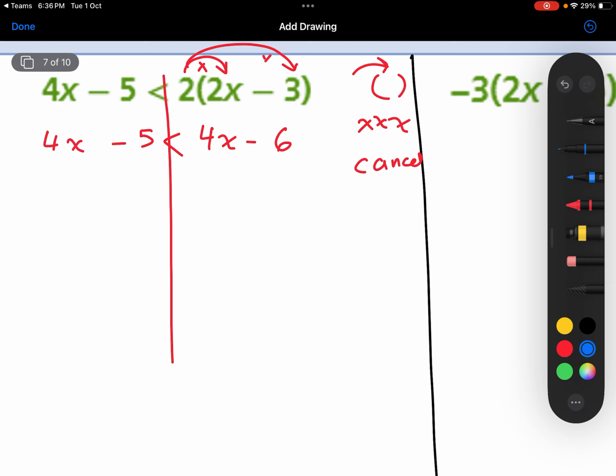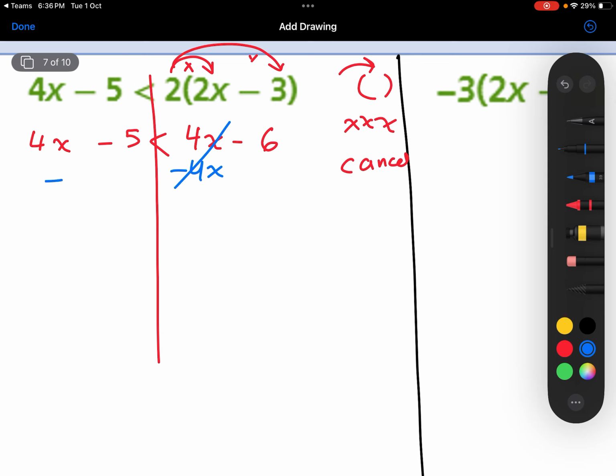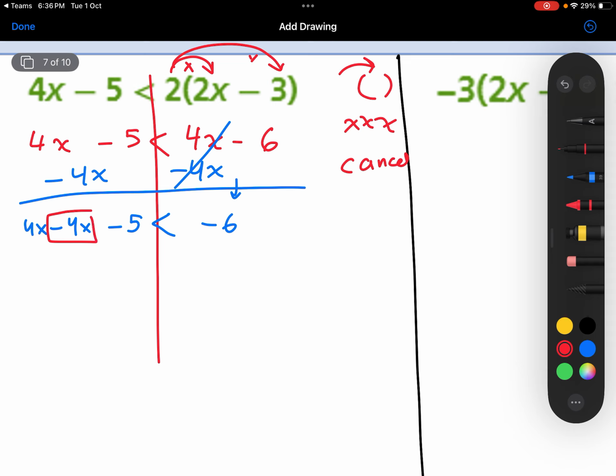Now, I have variables on both sides. Can I combine them right away? No. You need to cancel the 4x from here and then just have the same thing on the other side. Now rewrite what you have left. I have here negative 6 and here 4x minus 4x minus 5. Can you see this? 4x negative, 4x positive. Different signs, subtract. 4 minus 4, it's 0.